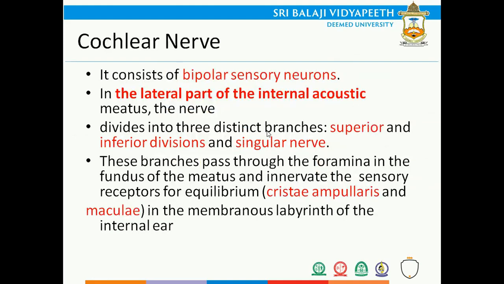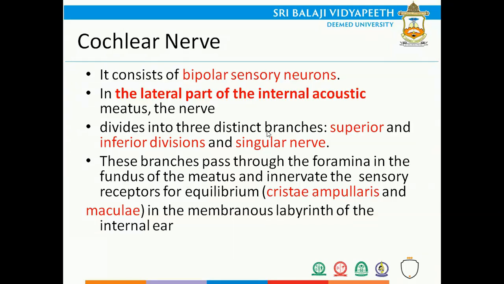Going further, we talk about the cochlear nerve first. The cochlear part of the vestibulocochlear nerve is made up of bipolar sensory neurons. It is in the lateral part of the internal acoustic meatus. The nerve divides into three distinct branches: the superior, the inferior, and the singular divisions. These branches pass through the foramina in the fundus of the meatus and innervate the sensory receptors for equilibrium, called the cristae ampullaris and maculae in the membranous labyrinth of the internal ear.